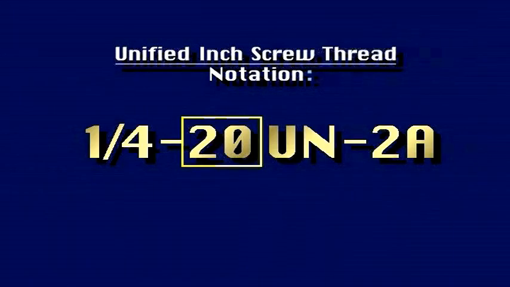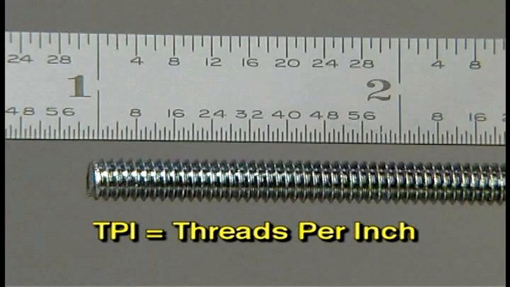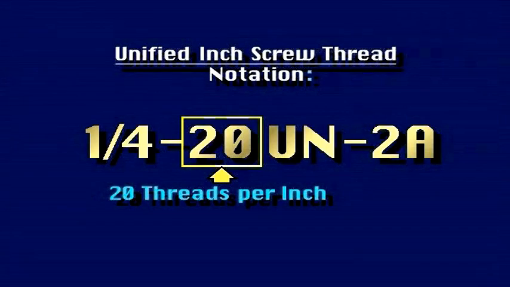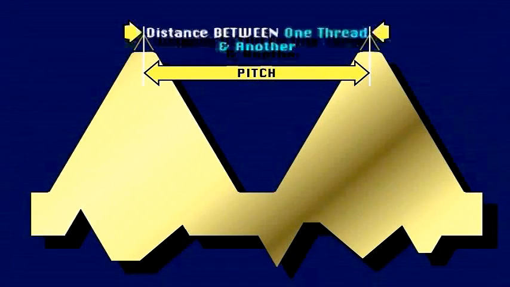The second number in the unified thread notation system is the threads per inch, also abbreviated as TPI. The TPI equals the number of crests that would occur within 1 inch of the threaded part length. This example calls for 20 threads per inch. Remember, pitch is the distance between one thread and another, and is not the number of threads per inch.